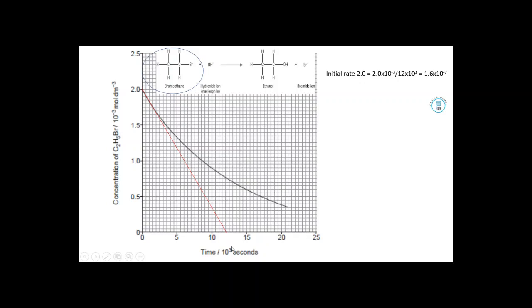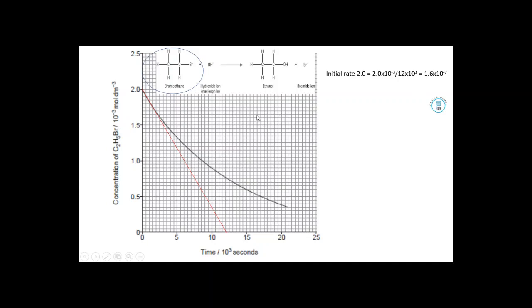However, notice what I've done here as well. Be careful with the examiners, they love doing things like this. Initially you'd think it's 12 seconds, but it's 12 times 10 to the 3 seconds. So if you're working out your initial rate, you can't divide by 12, you have to divide by 12 times 10 to the 3. So that's my delta y over my delta x: 2 times 10 to the minus 3, look at the times 10 to the minus 3 there, divided by 12 times 10 to the 3, and it gives me this rate.